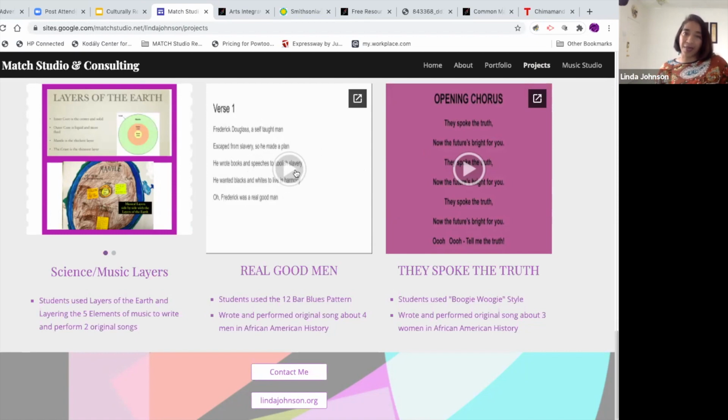And so they start talking about the real good men who fought for justice, and they do it again. And it's real bluesy. And they made their choreography. And then, of course, the girls are like, well, we got to talk about the women. So then they did, they spoke the truth. And they did that boogie woogie style, like those kind of chords right there. So, I did that wrong.